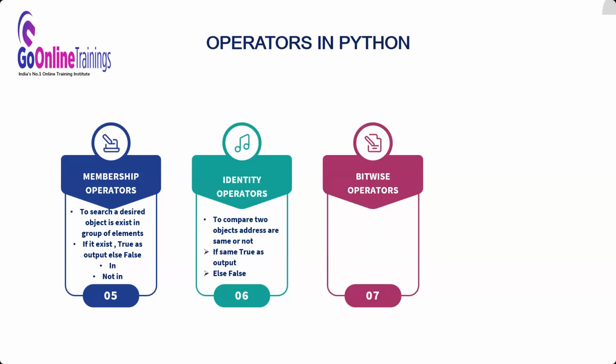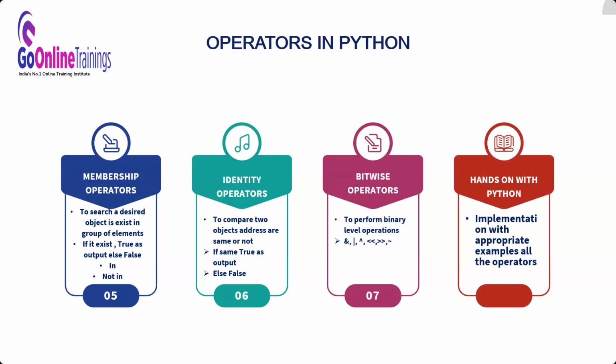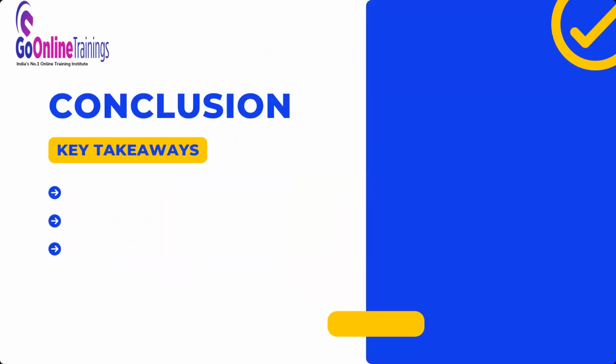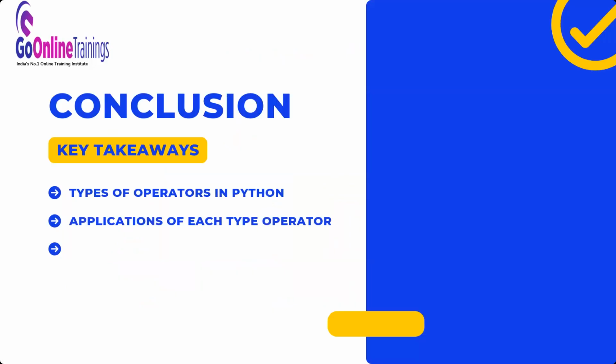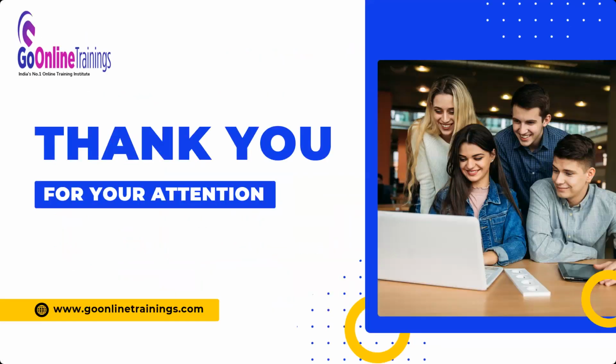And lastly, we have bitwise operators: bitwise and, bitwise or, bitwise exclusive or, left shift, right shift, and the tilde operator. I'll give you hands-on knowledge about it. Let us see how exactly they behave. After completing this entire operators concept, you will understand the types of operators in Python, what applications can be solved with each type of operator, and how implementation takes place with the help of Python.